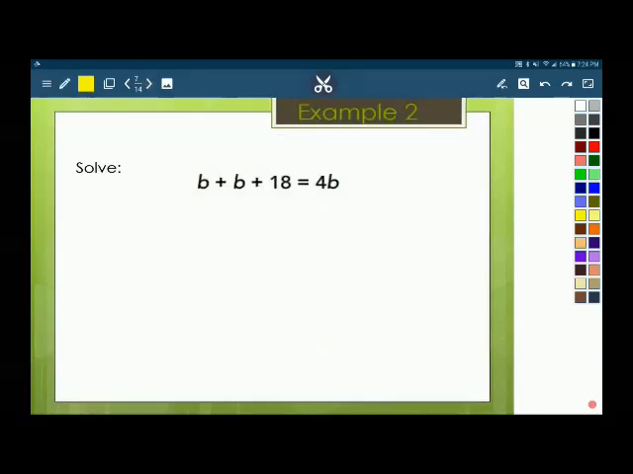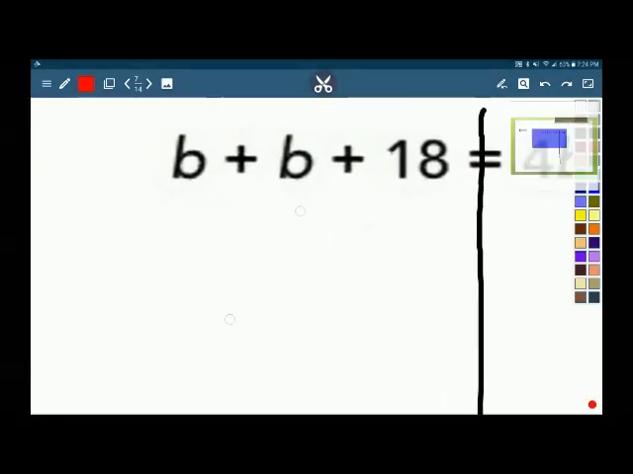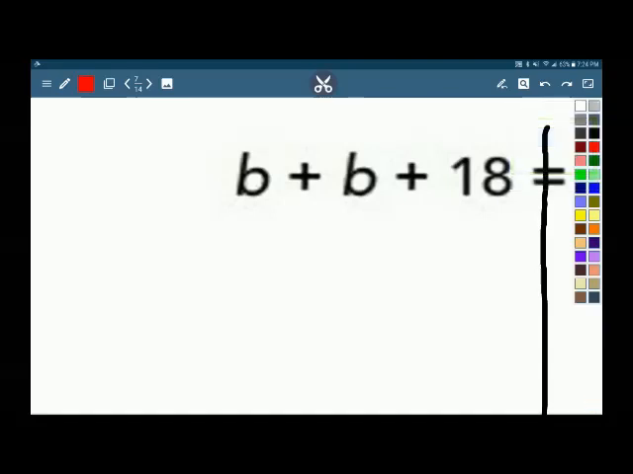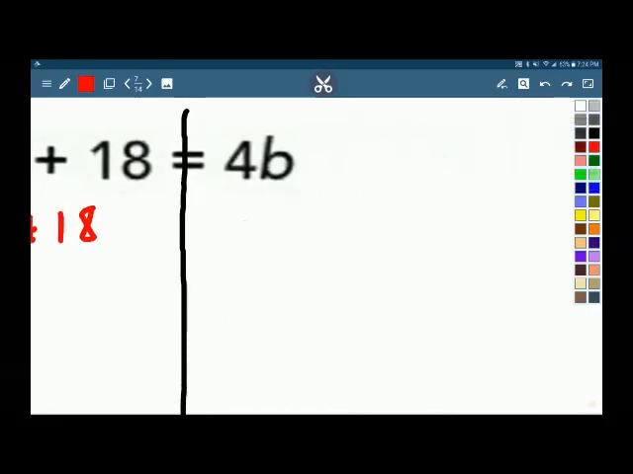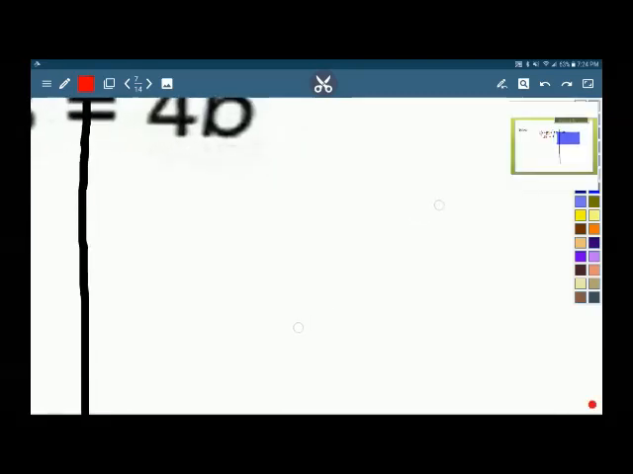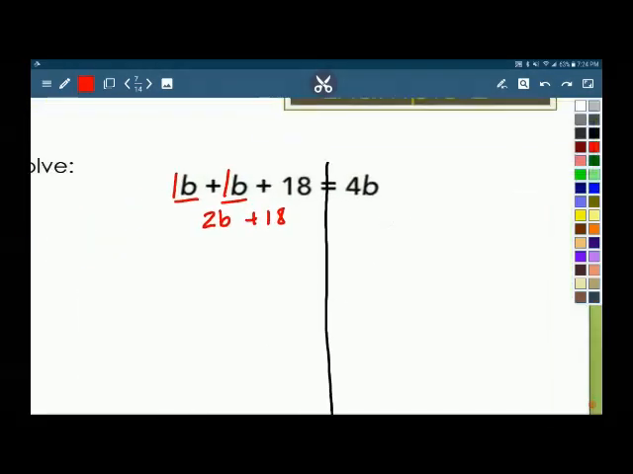Well, here I see, let's put our wall up. If we just focus on the left side and ignore the right side, I see some like terms that we should be putting together, b and b. Technically, we have 1b here and 1b here. Well, 1b plus 1b is 2b. Drop down that plus 18, and now let's look at the right side. The right side only has one term, so it's not like we can combine that with anything else. There's nothing else to combine it with. So we just have equals 4b.